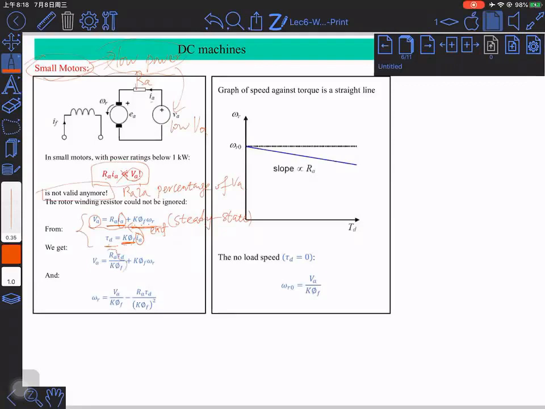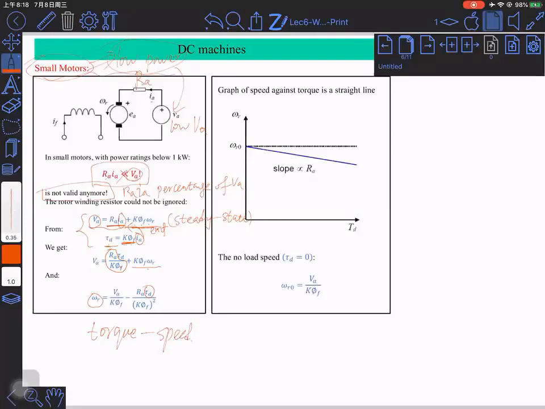torque and also a function of speed. And by doing some simple mathematical manipulation, you move this term to the left-hand side and divide by K phi F. We have the direct relationship between the speed and the torque. As we mentioned, we are looking at torque-speed characteristics. That's why we are keen to find out the direct relationship between the torque and speed.